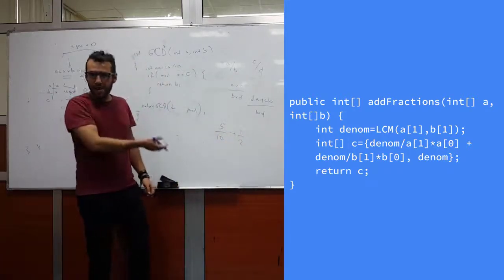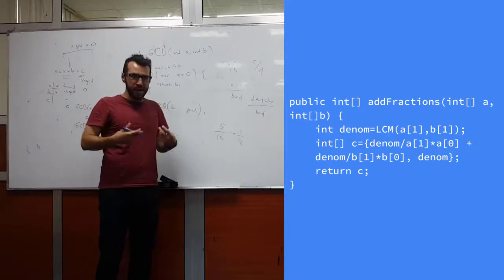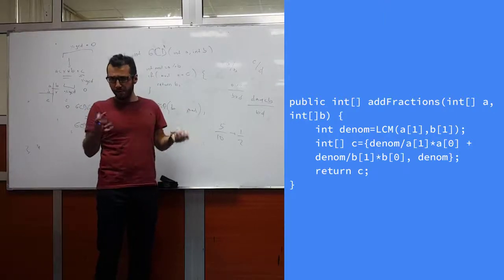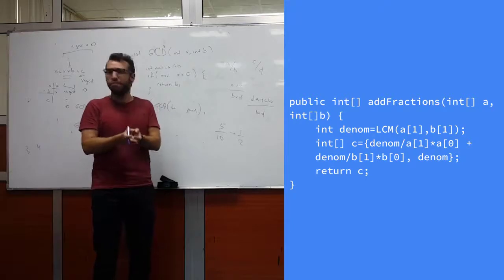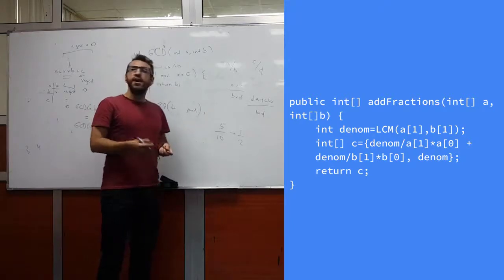There is also another value here. When we apply such operations, we have the risk of overflow, right? And if we keep everything in the simplest form, then things are going to be easier.